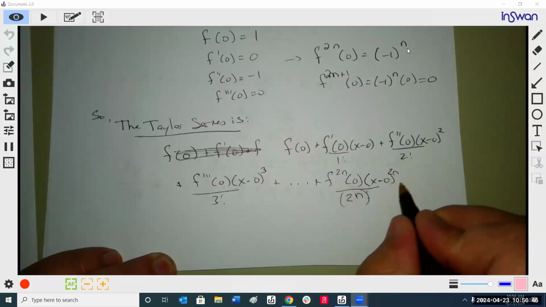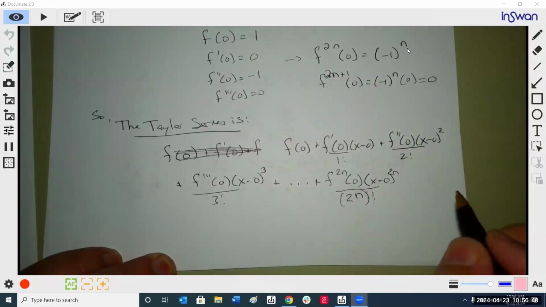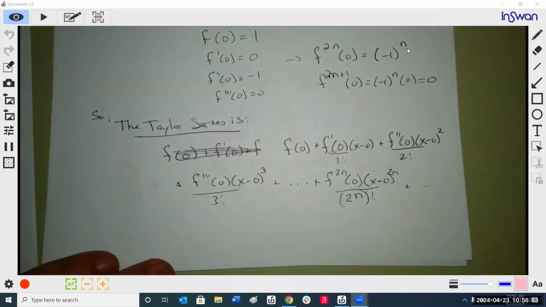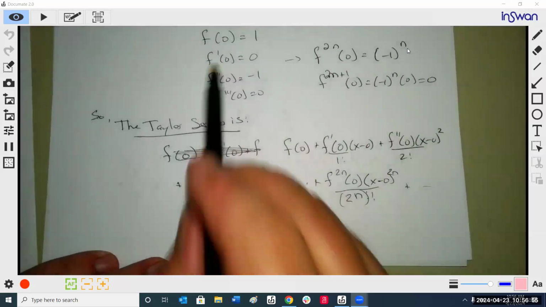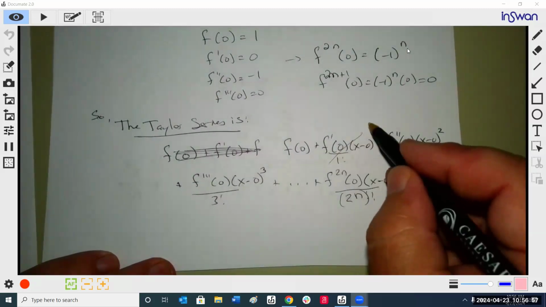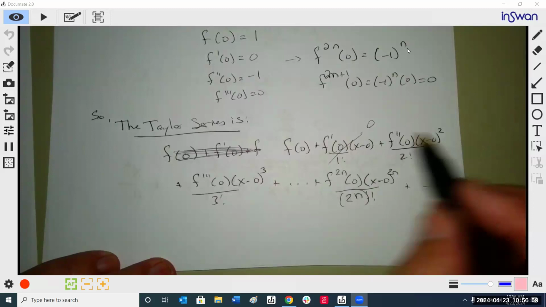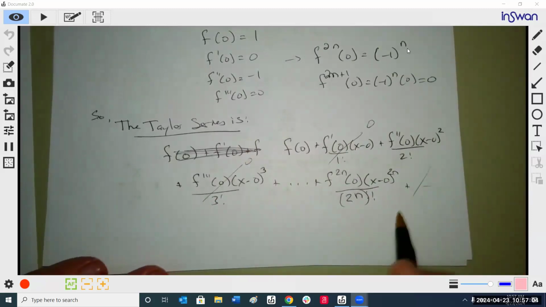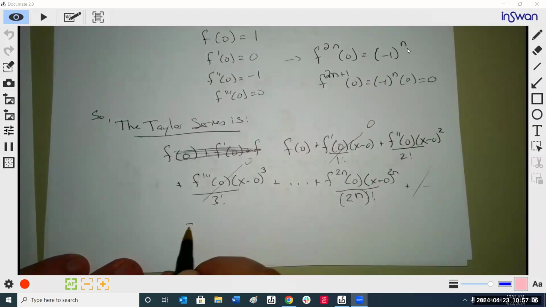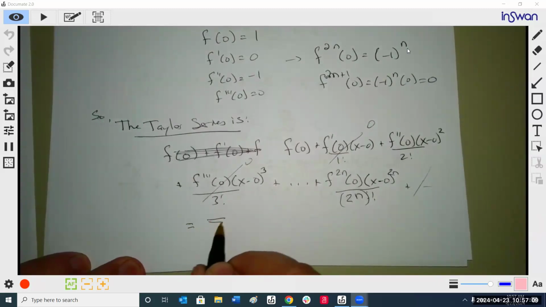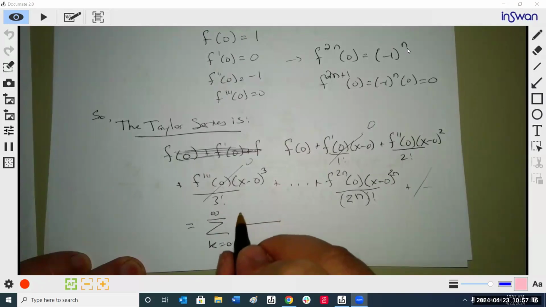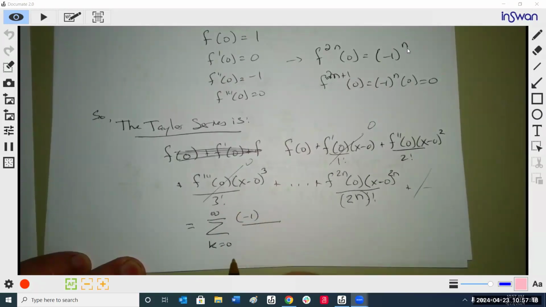This is a 2n. Okay, so the first derivative is 0. And the other one is 0, so it alternates. So we know it's alternating.